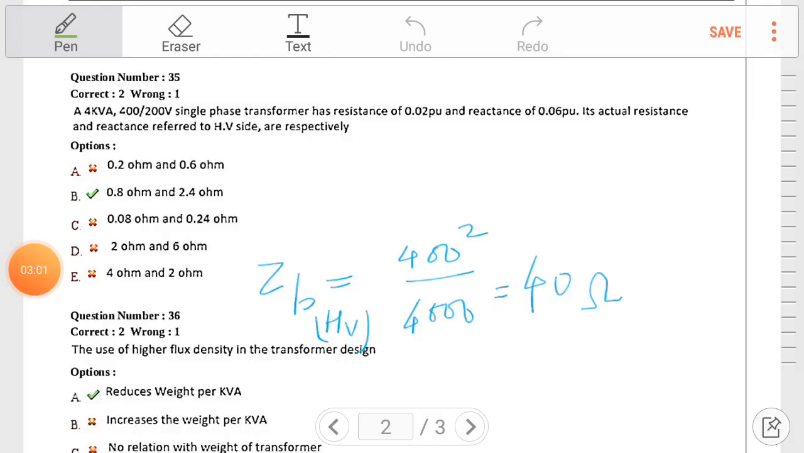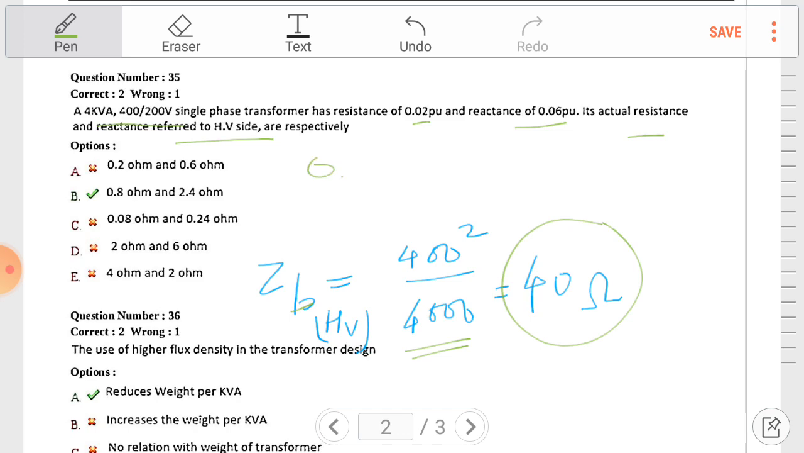In the next question, a 4 kVA 400 by 200 single phase transformer has resistance and reactance given in per unit. Its actual resistance and reactance referred to the HV side. So we have to find the actual impedance values. For the actual impedance value, we have to multiply it with the base value. So the Z base at the HV side will be equal to voltage square, which is 400 volt, divided by kVA, which is 4 kVA. So the base impedance is 40 ohm.